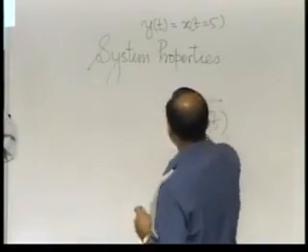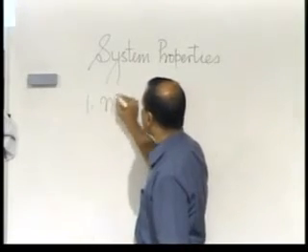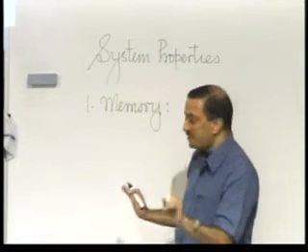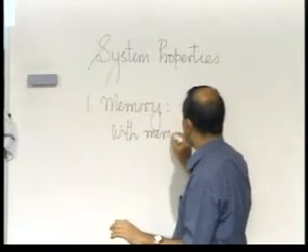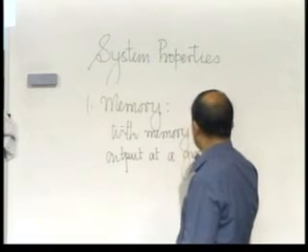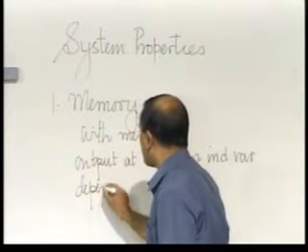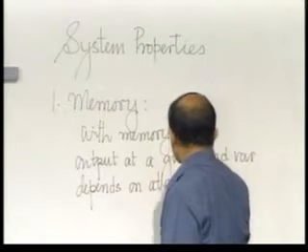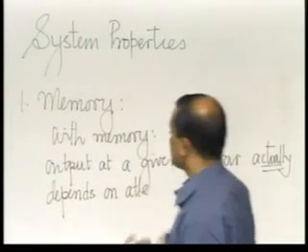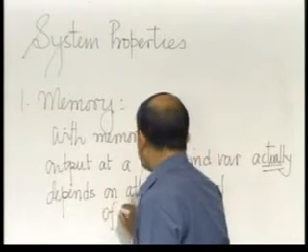All right? All right, so coming back to the idea of memory, we were talking about system properties and we said we must specify what we mean by a system with memory. So, a system with memory is one where the output at a given independent variable value depends on at least one, and actually depends, you see, it's important to write actually here, at least one value of the independent variable elsewhere.